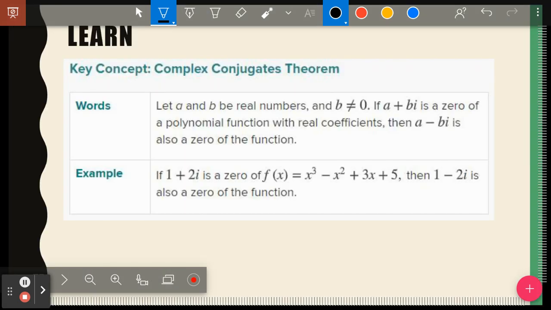The next slide is going to talk about conjugates. Conjugates, all this means is a fancy word meaning that imaginaries always come in pairs. So if 3 plus 2i is one of the answers, then automatically 3 minus 2i is also one of the answers. Or if you just think of 4i, then negative 4i is also one of the answers. They always come in pairs. Imaginary answers always come in pairs.